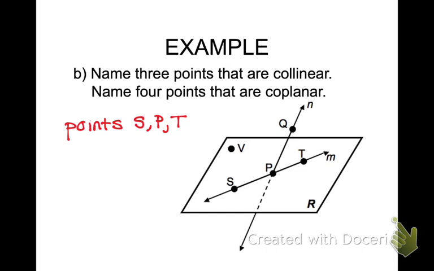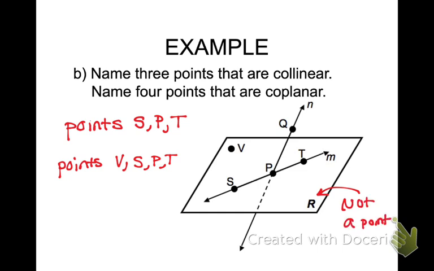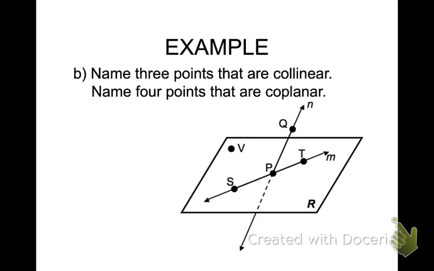4 points that are coplanar. May, what do you think? Okay, thanks for making a very good mistake. Remember, R is not a point. There's no dot there. Oh, 2. Good. V, S, P, N, T. Maybe we should make note of that. R is not a point. Don't make that mistake, because some of you will. All right, we're good there?